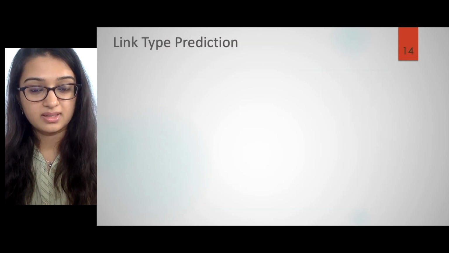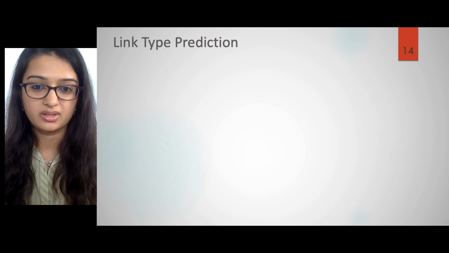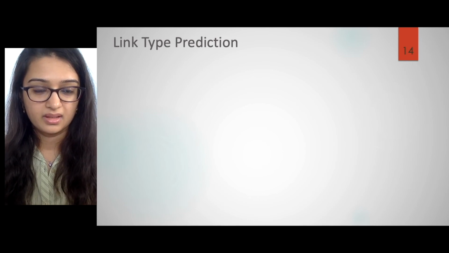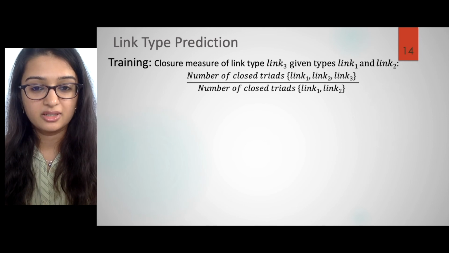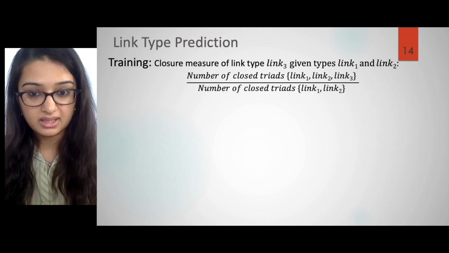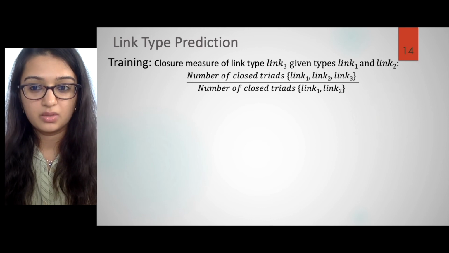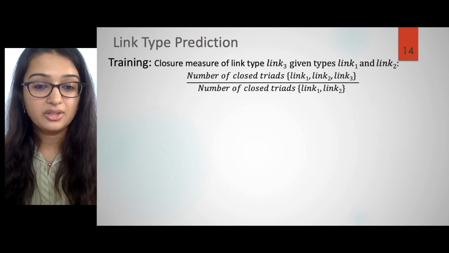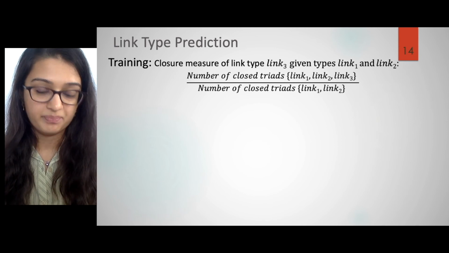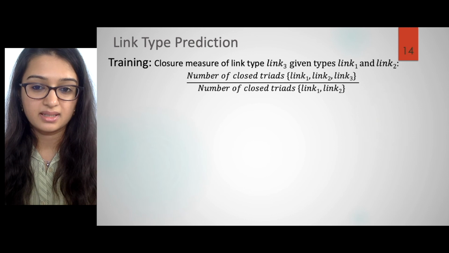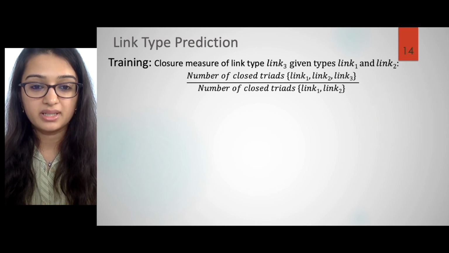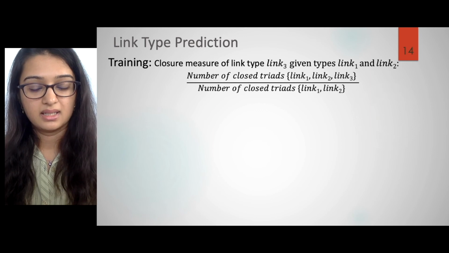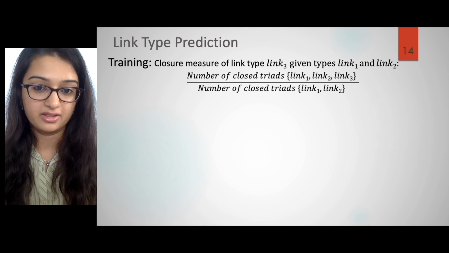To determine whether this is actually the case, we performed link type prediction using triadic closure. We performed a training phase in which we calculated the closure measure of a link type, link 3, given the prior link types, link 1 and link 2. That is, for every triad that contains two links, link 1 and link 2, we calculated the closure measure for each possible link 3 type as the total number of closed triads that contain all three links divided by the total number of closed triads that contain link 1 and link 2, irrespective of link 3, in our training set.